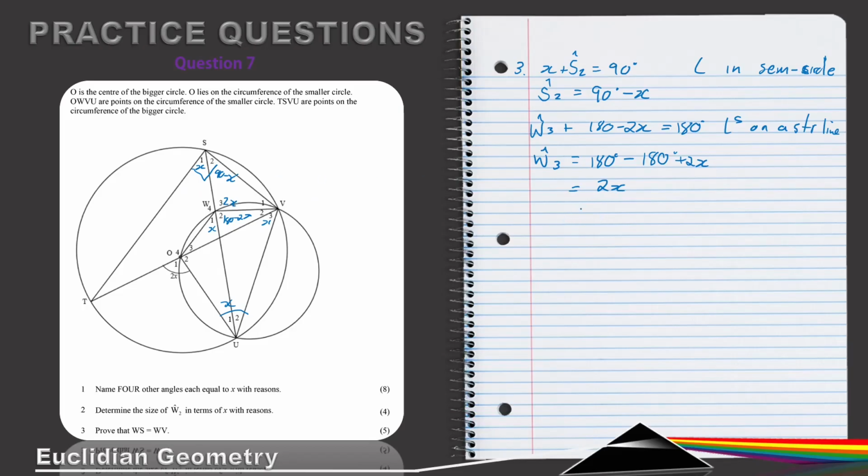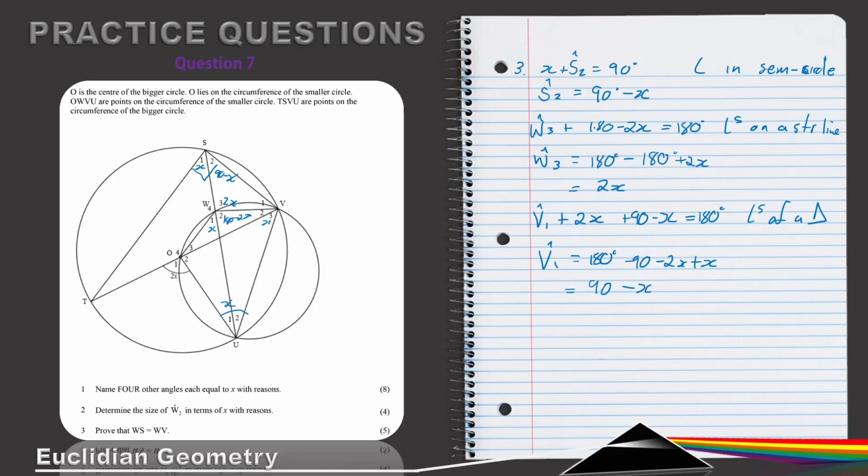So now to find V1, we just add up all three and equate them to 180. So V1 plus the 2x plus the 90 minus x all adds up to 180 degrees, so that is angles of a triangle. And then to solve for V1 in terms of x, we've got 180 degrees minus 90, minus 2x, plus x. And then we've got 180 minus 90 is 90, and minus 2x plus x is minus x.